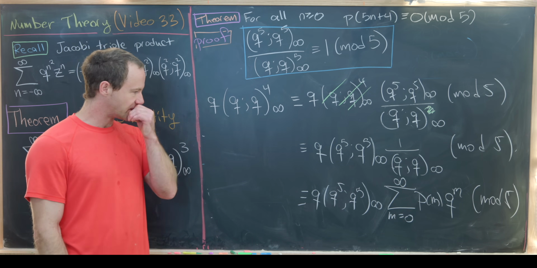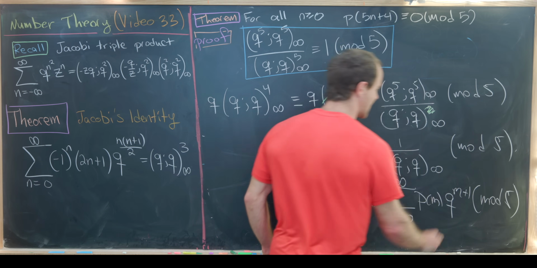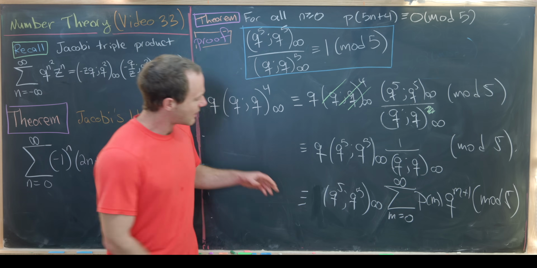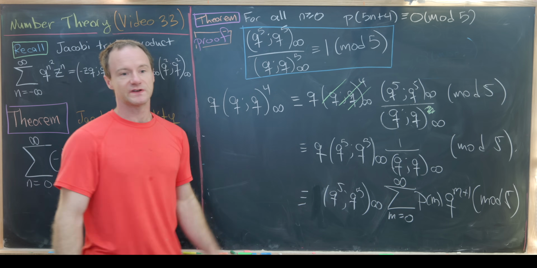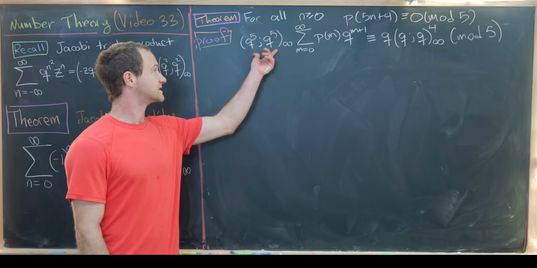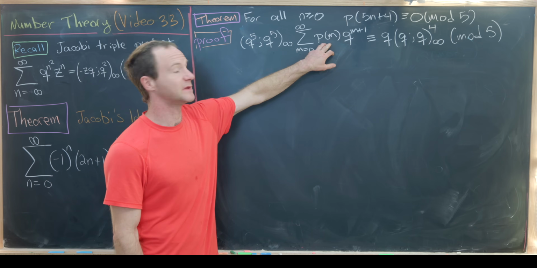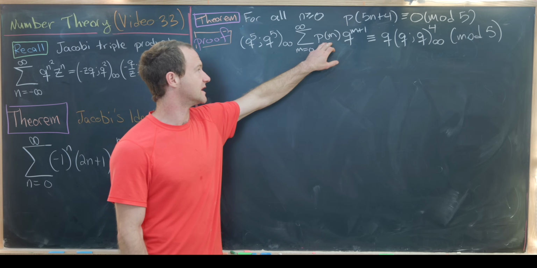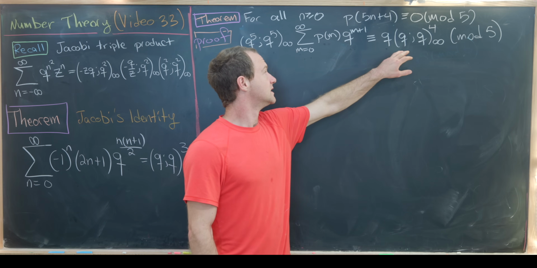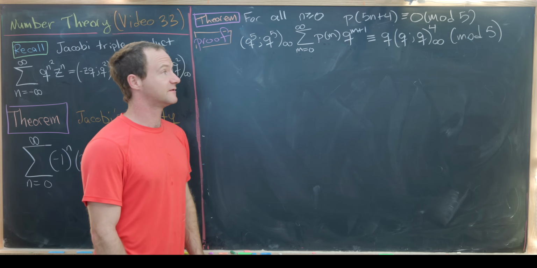Now, where do we want to go from here? Well, I'm going to take this q and multiply it through, and that's going to give me a q^(m+1) here. Now I'm going to take this equality and move it to the top and then start doing a little bit more calculations. We've got this (q^5; q^5)_∞ times the sum as m goes from 0 to infinity of p(m), the number of partitions of m, times q^(m+1), is congruent to q times (q^4; q^5)_∞ mod 5.